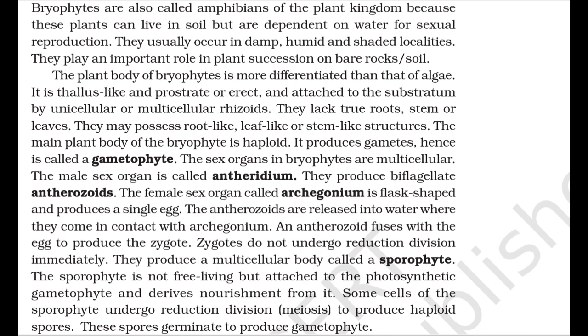They produce a multicellular body called a sporophyte. The sporophyte is not free living but is attached to the photosynthetic gametophyte and derives nourishment from it. Some cells of the sporophyte undergo reduction division to produce haploid spores. These spores germinate to produce the gametophyte.